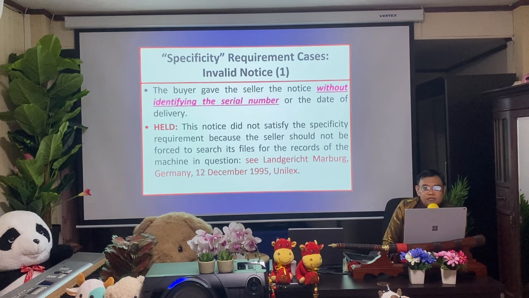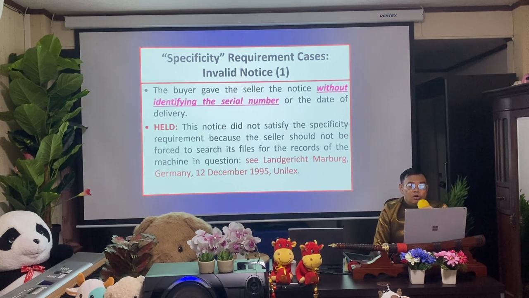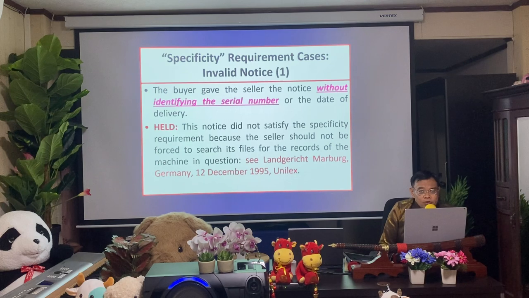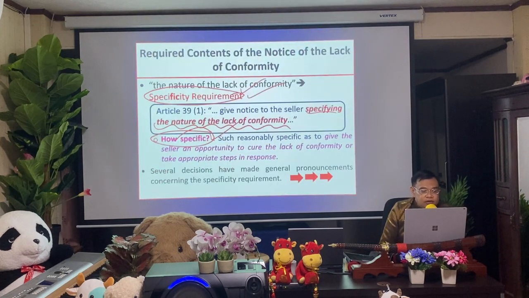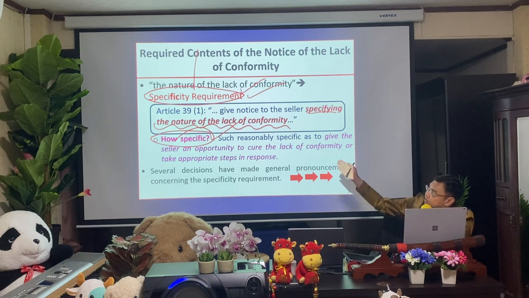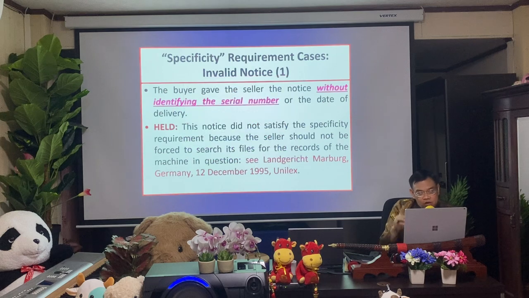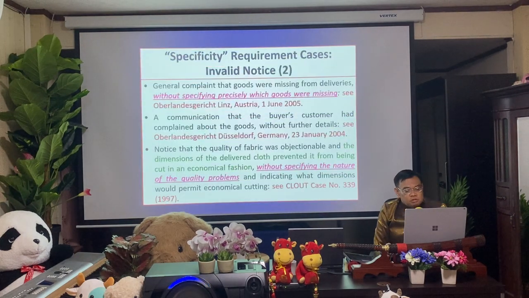We can see this in many cases where the buyer tried to give notice of the lack of conformity to the seller, but the notice did not contain sufficient details. The court or tribunal found that the notice in question would not be good notice as required by the CISG. In one case among the many on this point, it was found that a notice which did not identify the serial numbers of the goods was not good notice. It did not meet the specificity requirement in the CISG; to use the words of Article 39.1, the notice failed to specify the nature of the lack of conformity. So you have to pay attention to the specificity requirement here.